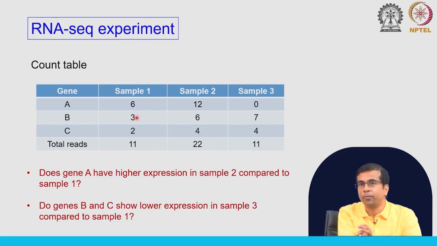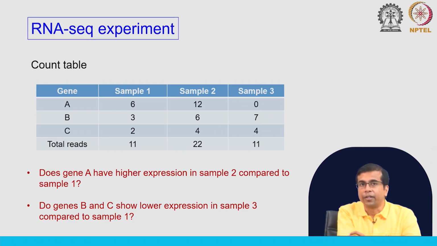So, what we usually can do is account for this total number of reads, and look at the fraction of reads mapping to the genes, compared to the total number of reads. And this is something that we will discuss next.